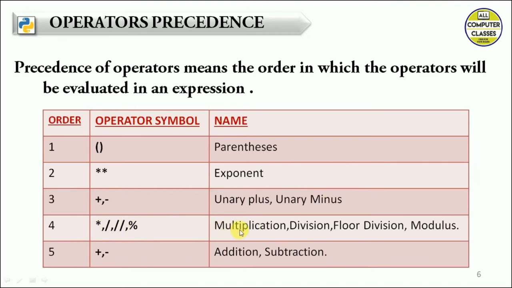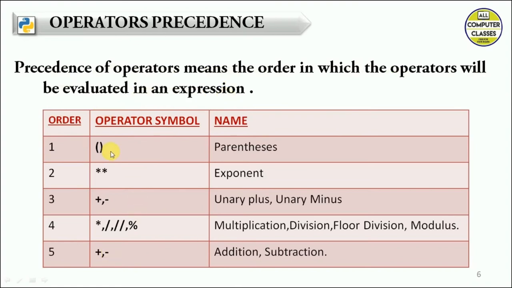So what are the operators? Multiplication, division, float division and modulus. They are of the same level, that is the fourth level. And then addition and subtraction at the last. So this is the order in which these operators will be solved when they are in an expression, right? So the precedence of an operator means the order in which the operator will be evaluated in an expression, right?